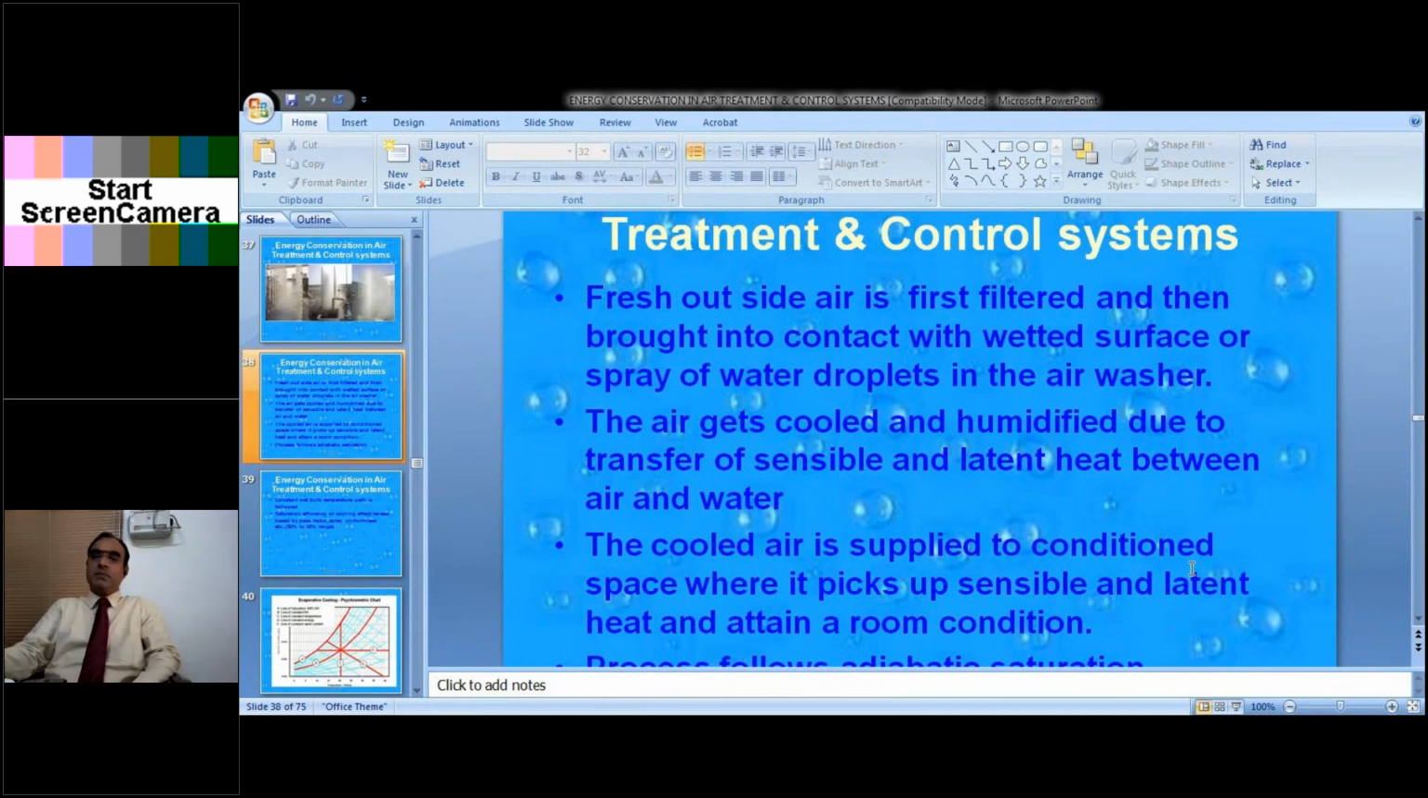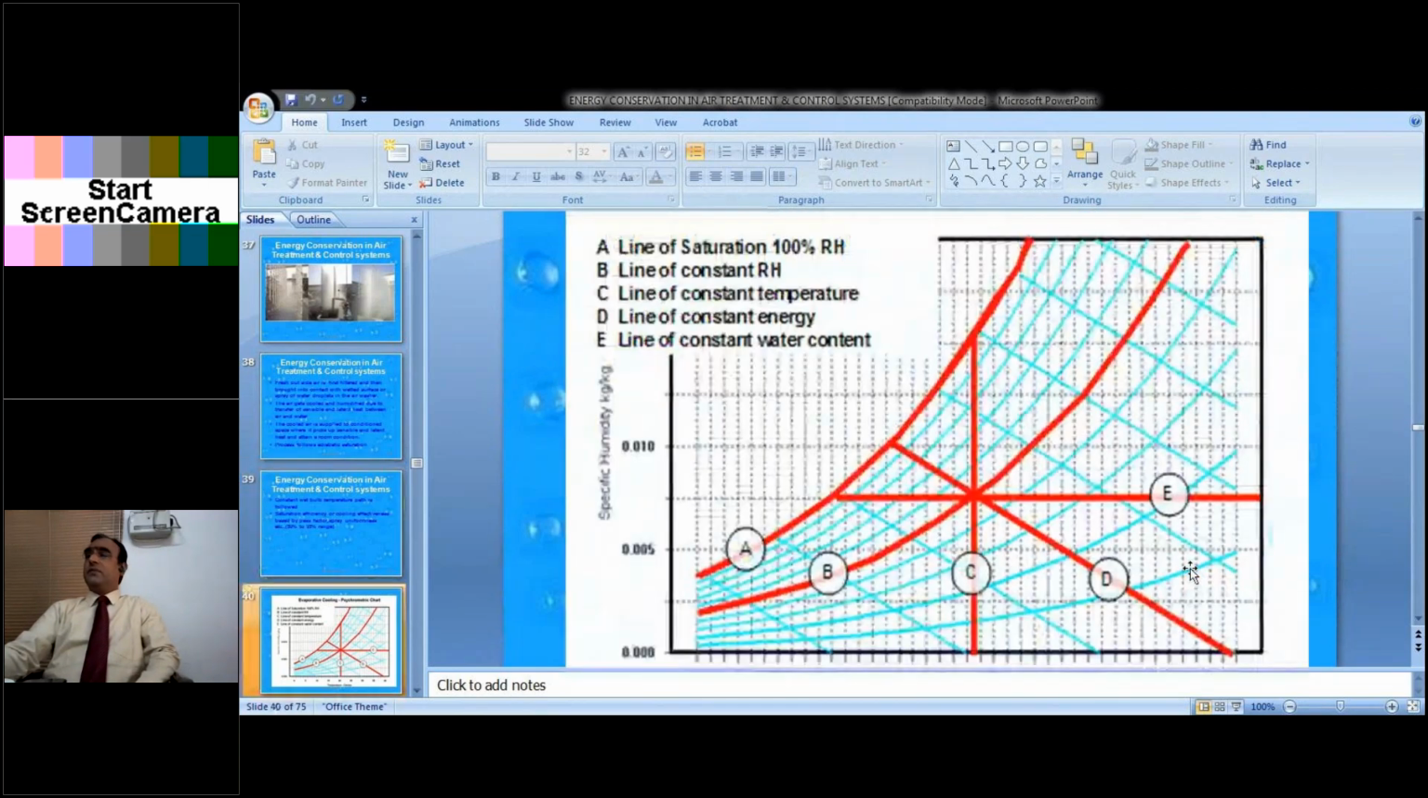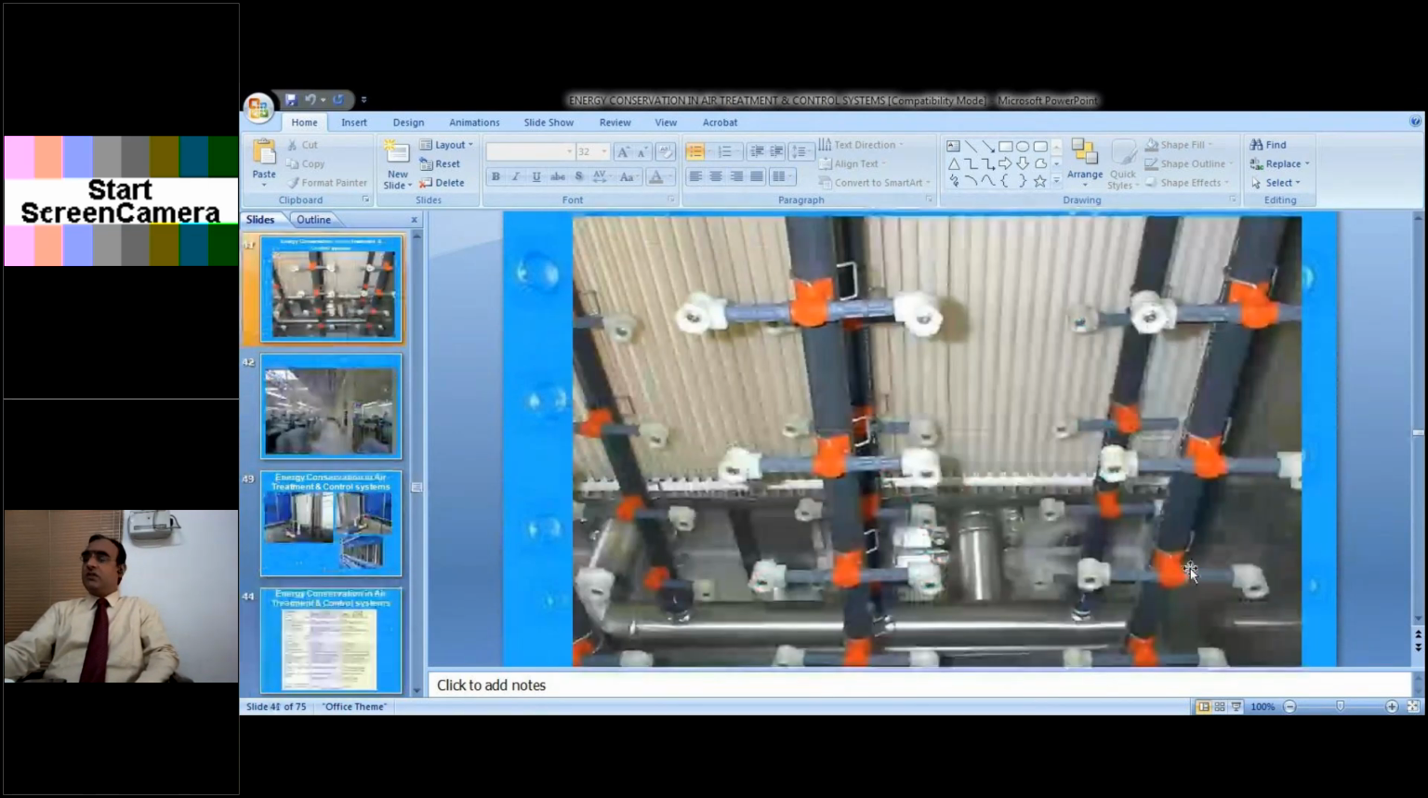The cool air is then supplied to the conditioned space where it picks up the sensible heat and latent heat and attains the room condition. This is what the system is. So it follows a constant wet bulb path, as I told you. Saturation efficiency, we can go to a maximum of about 95%. So you have the system inside. We have the spray nozzles here.